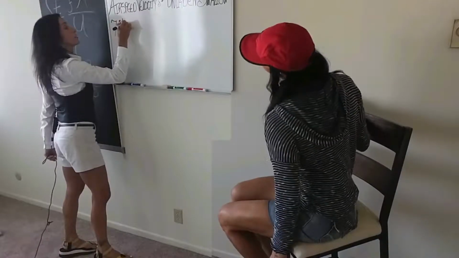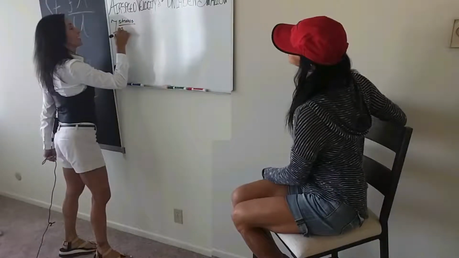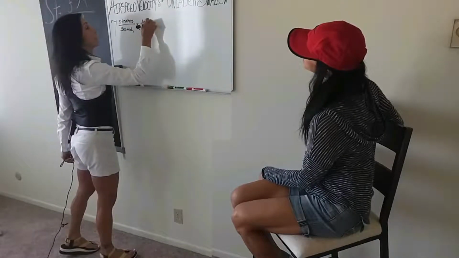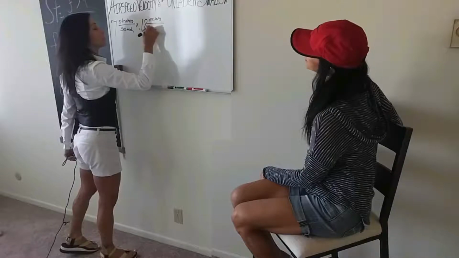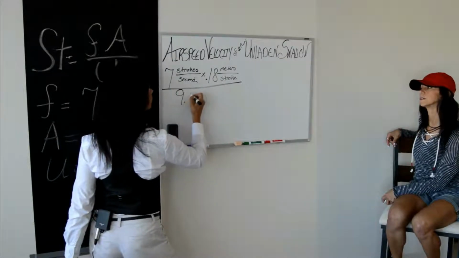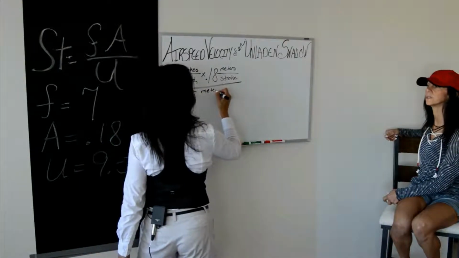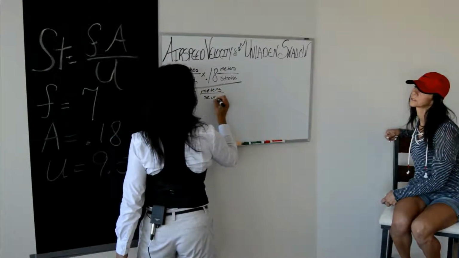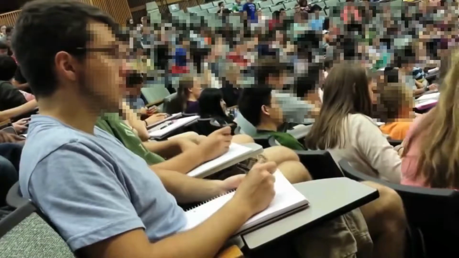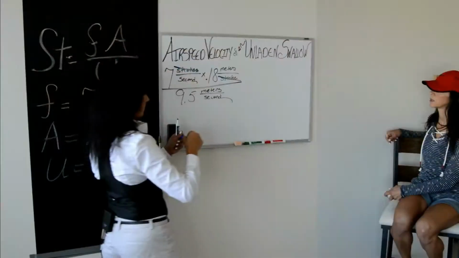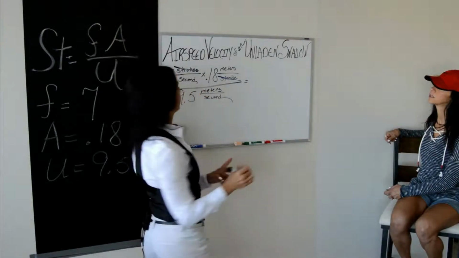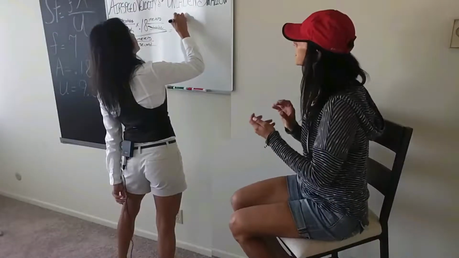Seven strokes per second times 0.18 meters per stroke over 9.5 meters per second. Our strokes cancel out. And I don't have a calculator, so I'll do the math. And you can check me.